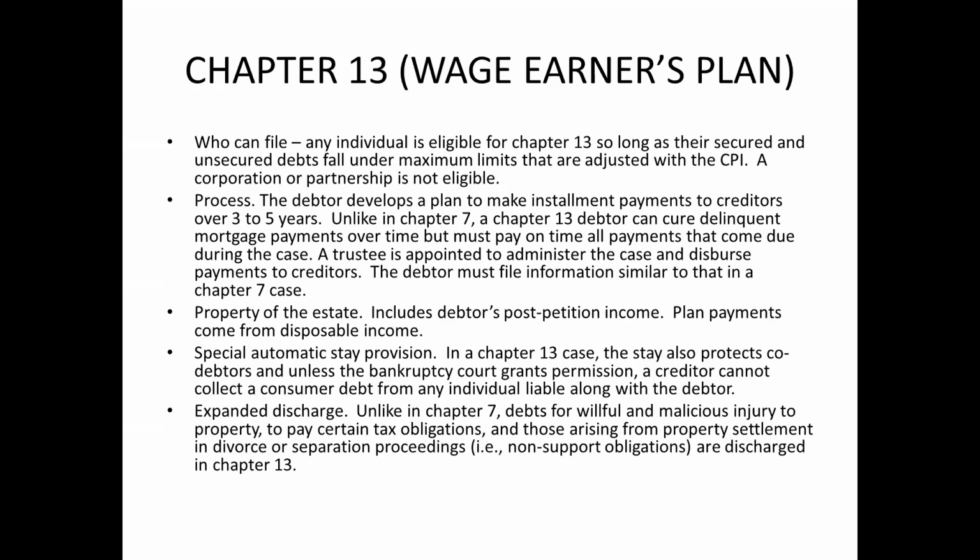And this is only for individuals, because the point is to take the debtor's disposable income and create a plan to pay off creditors some portion of what is owed over the next 3 to 5 years. So they're probably not going to be made whole either, but it's a lot better off than in a Chapter 7, because whatever income the debtor has beyond what they need for their normal living expenses will go into a plan to make installment payments to creditors.